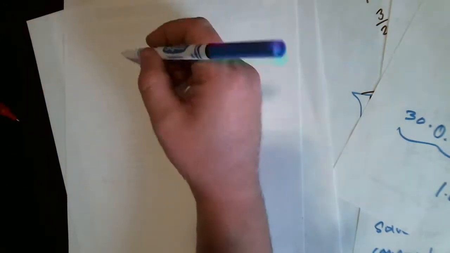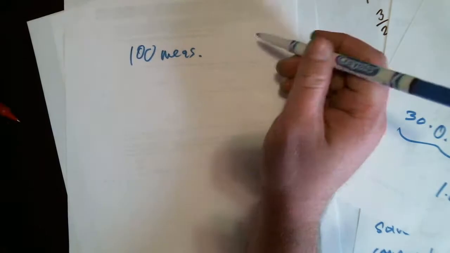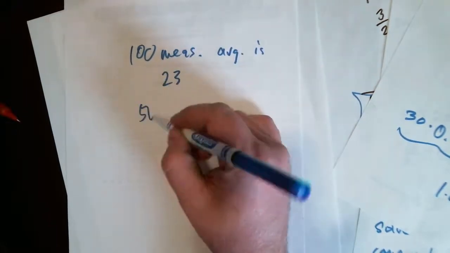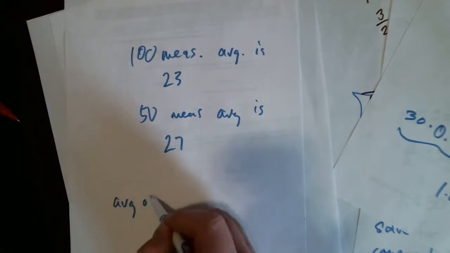Okay, this one, number 6. The average stuff. That bothered me because I thought I had it and I didn't have it. So right away, I'm looking at this and I know the answer, but that's not useful. So, 100 measurements, the average is 23, and then 50 measurements, the average is 27. And then we have the average of 150 measurements versus 25.